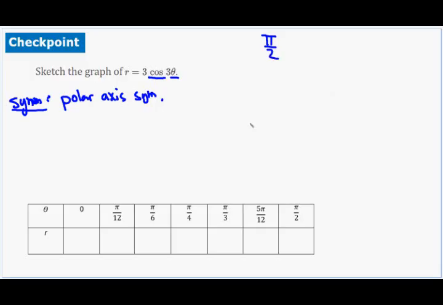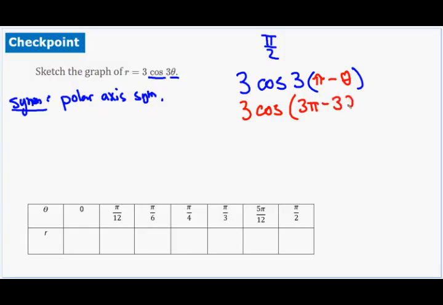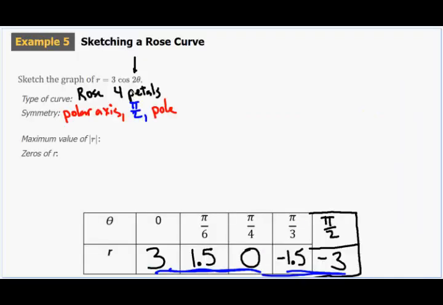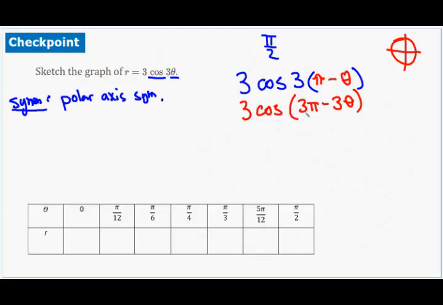Now we're going to check the line pi over 2. So we're going to take our 3 cos of 3 theta, and we're going to replace that theta with pi minus theta. Boom. Distribute the 3: cos of 3 pi minus 3 theta. Now remember, a trip around the circle is 2 pi radians. In our example, it was even. We had a 2 in there. So in this case, 3 pi would send us around the circle once, and then another pi would take us across. So right here, this 3 pi blows up our symmetry. We do not have pi over 2 symmetry.